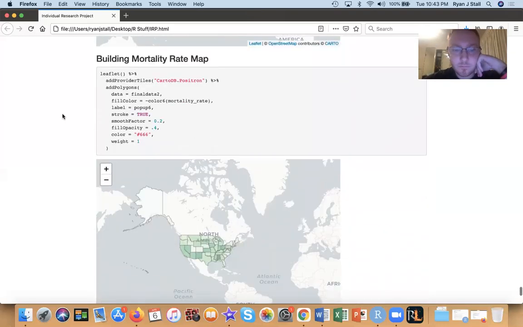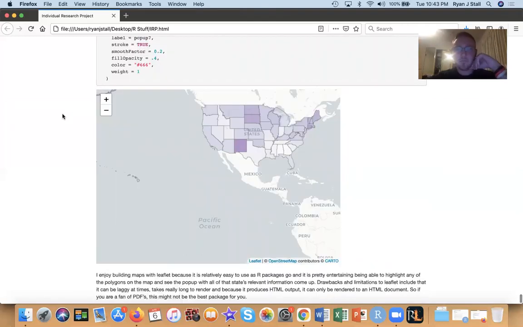I enjoy building maps with Leaflet because it is relatively easy to use as our packages go, and it is pretty entertaining being able to highlight any of the polygons on the map and see the pop-up with all the state's relevant information come up. Drawbacks and limitations to Leaflet include that it can be laggy at times, takes really long to render, and because it produces an HTML output, it can only be rendered to an HTML document and isn't as easy to share. So if you're a fan of PDFs, as I am, this might not be the best package for you.